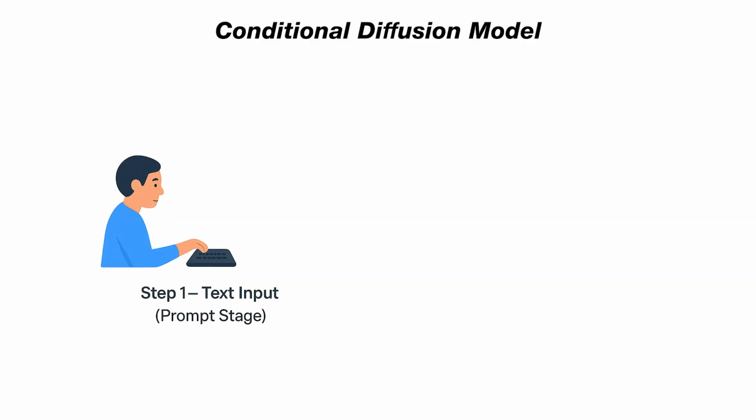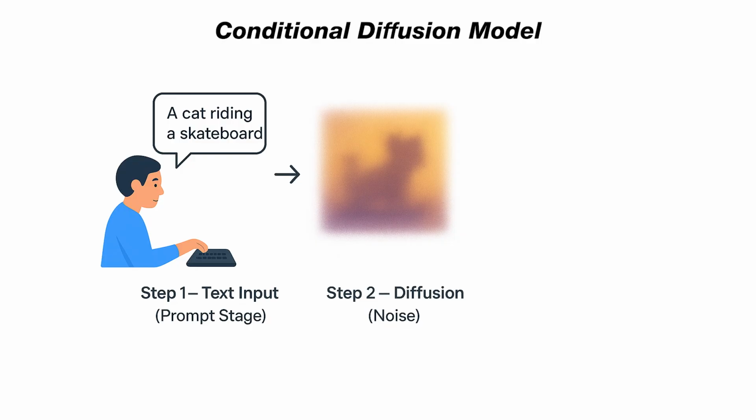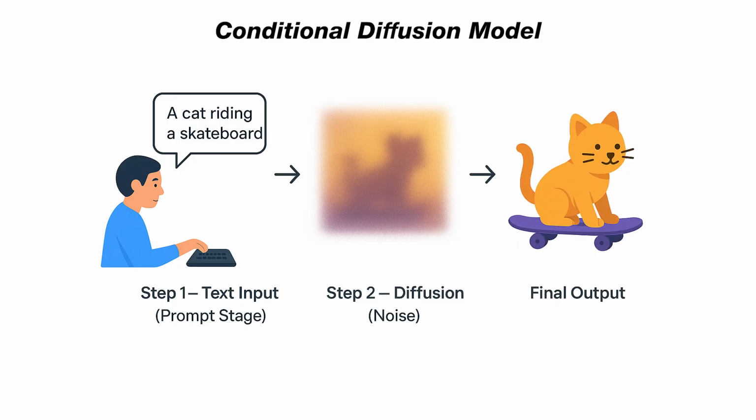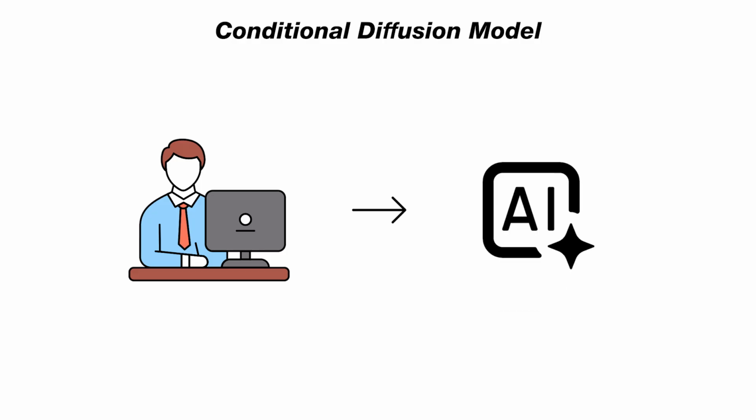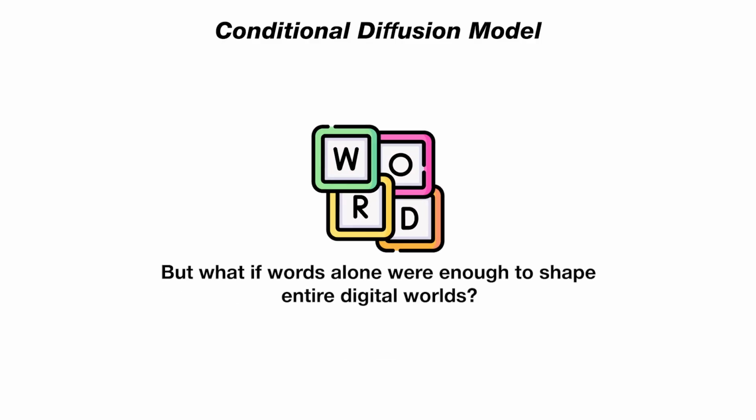You can type a phrase like, "a cat riding a skateboard," and the model denoises towards that exact concept. The result is controllable, highly specific outputs instead of abstract guesses. Conditional diffusion gave rise to today's explosion of creative AI tools, where users finally decide what the algorithm paints. But what if words alone were enough to shape entire digital worlds?